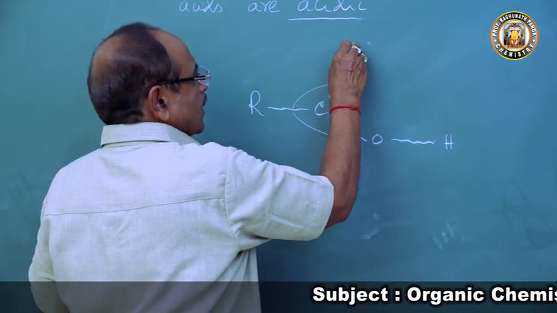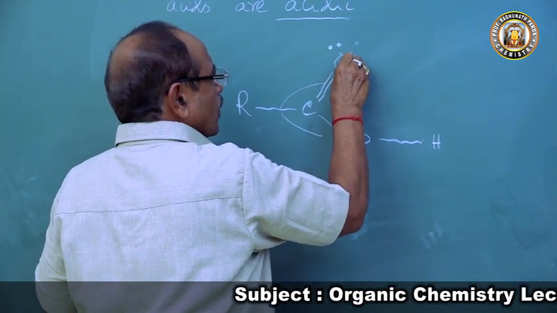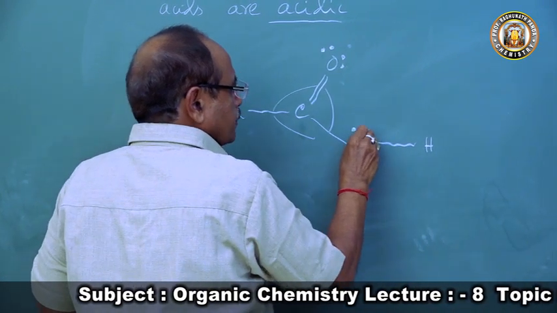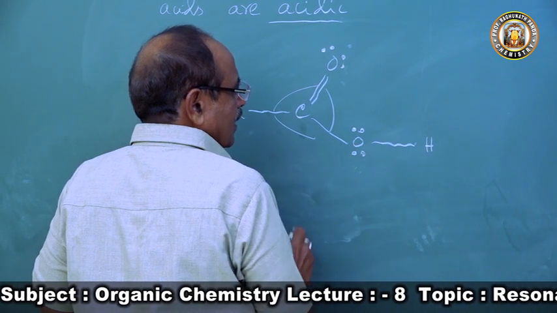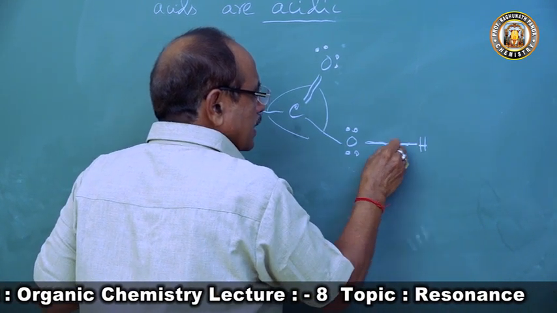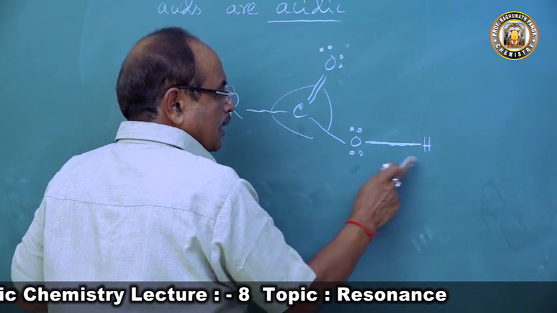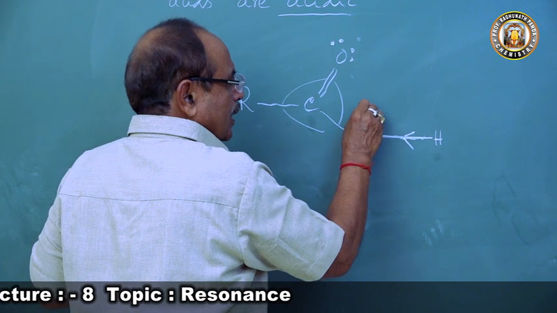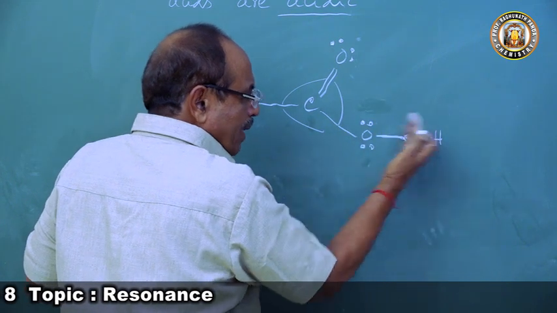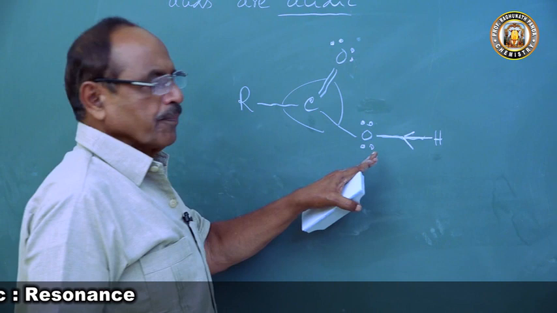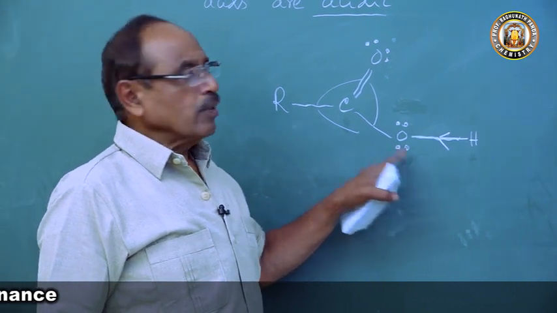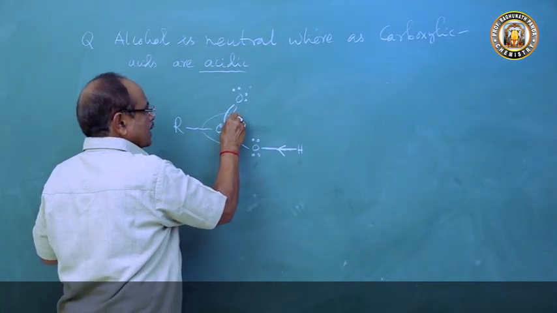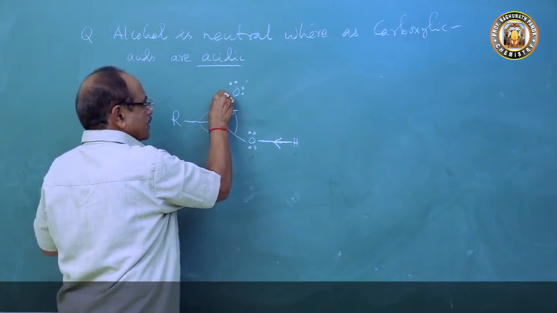Then, if you come to this, what is this? Here, oxygen has two unshared pairs of electrons, and here it also has two unshared pairs of electrons. Because the electronegativity of oxygen is more than hydrogen, there is a tendency for the pair of electrons to come to oxygen. And here, one bond is a pi bond and the other is a sigma bond.